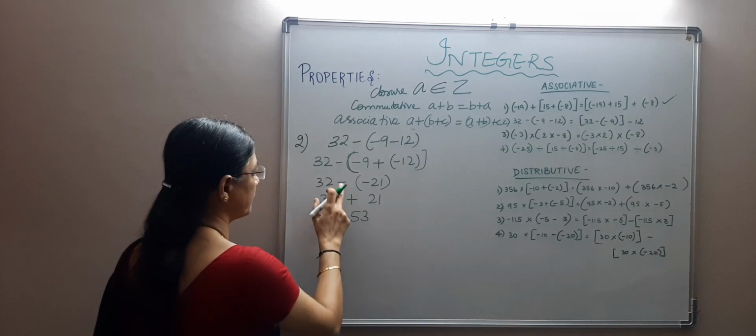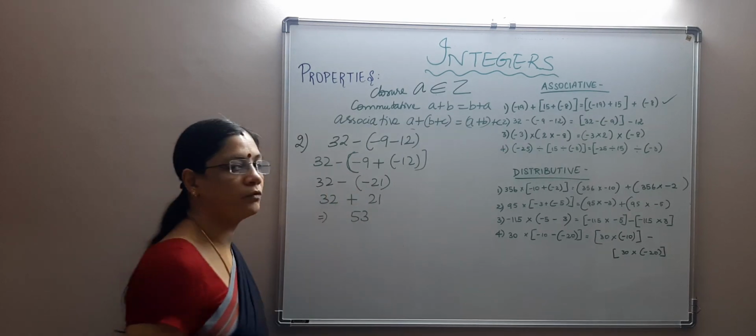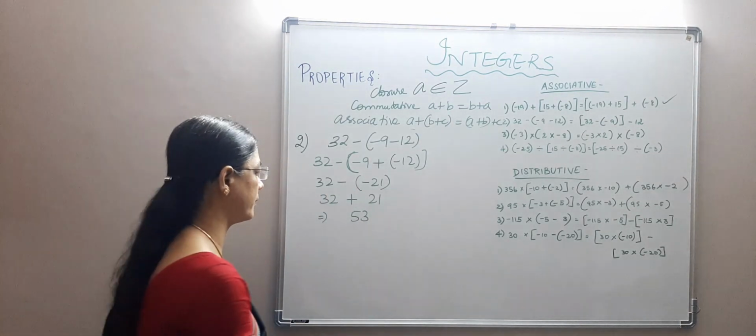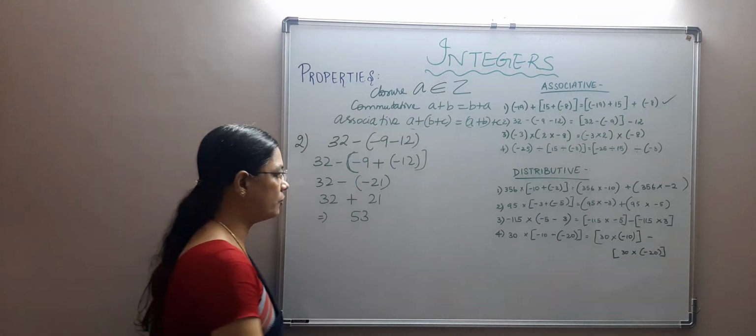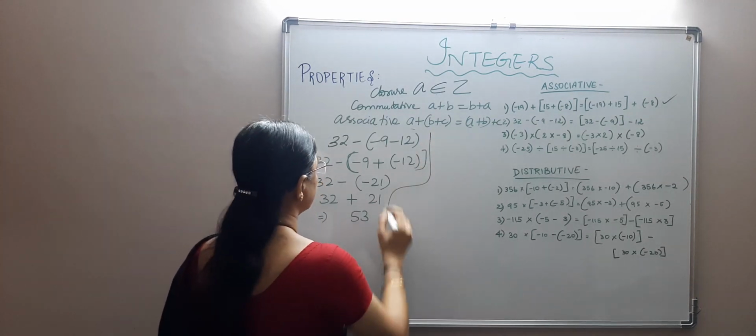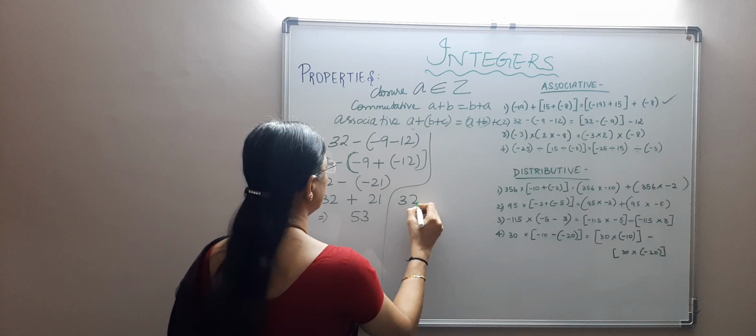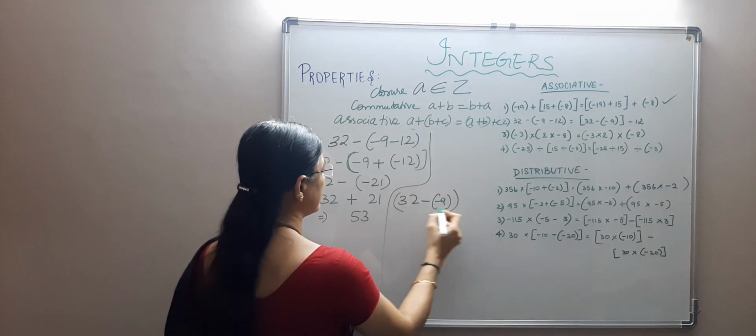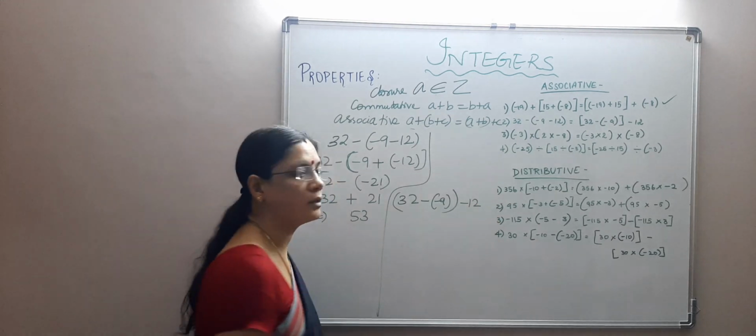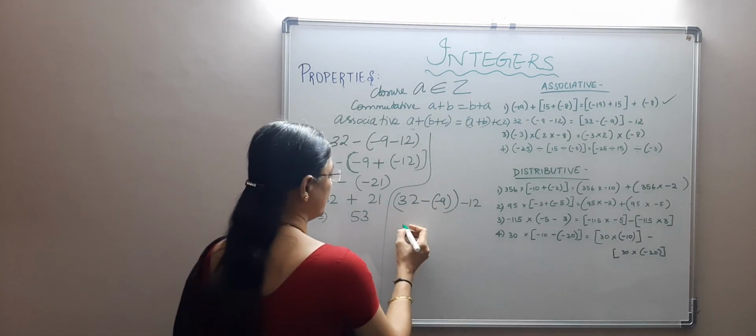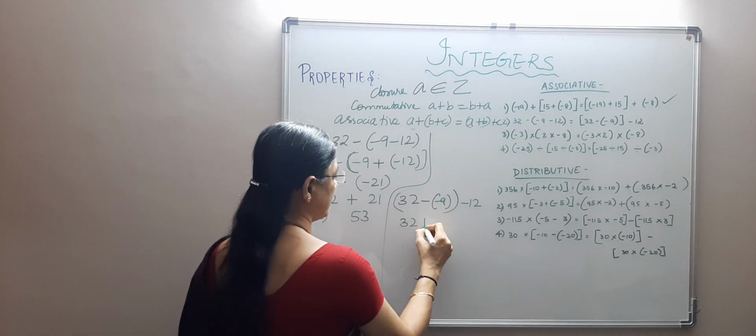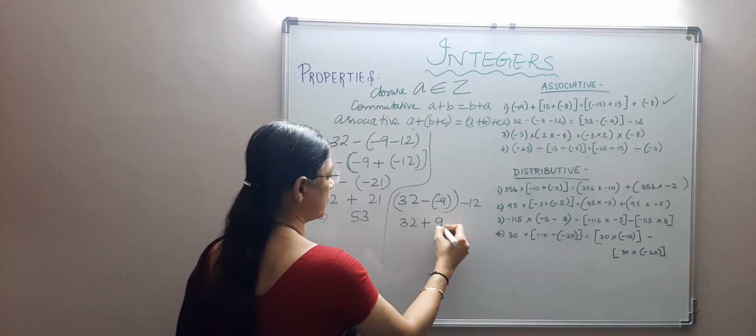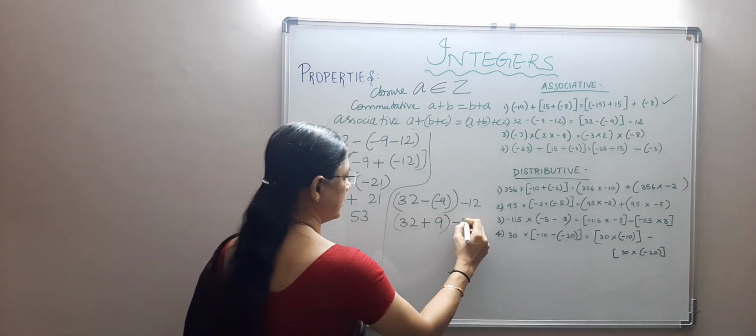See, subtraction becomes addition here, and the additive inverse of minus 21 is plus 21. So you have 53 here. Now you do the RHS part, that is 32 minus 9. You associate minus 9 with 32 and then you subtract 12 from it. Okay, 32 minus 9, this becomes addition, and the additive inverse of minus 9 is plus 9, minus 12.